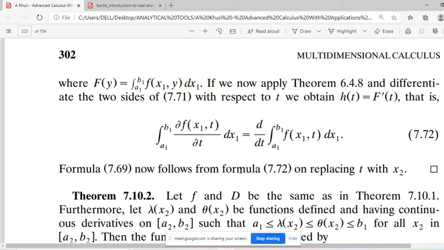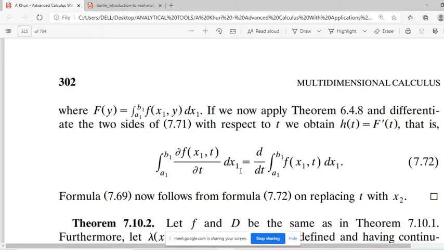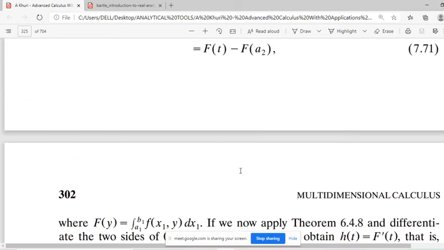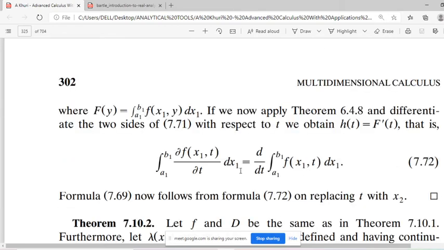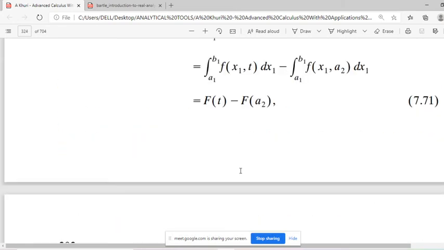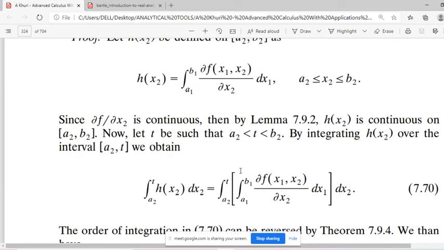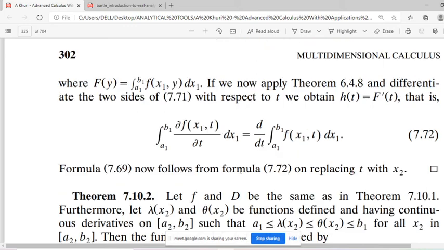Moreover, we can substitute this here. What is h exactly? This is x. So h of x2 equals F dash of x2, or h of t equals F dash of t. So what will be the result? Instead of h of t we use this one; the left side is h of t.